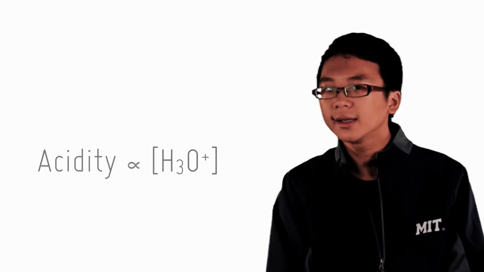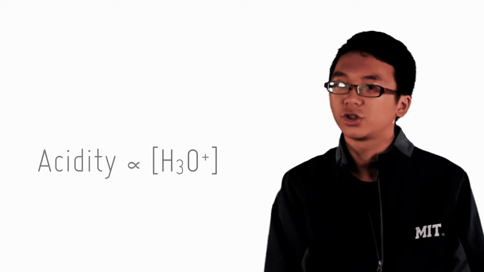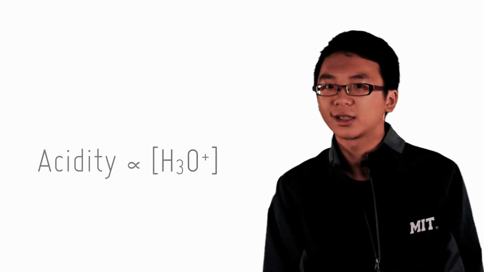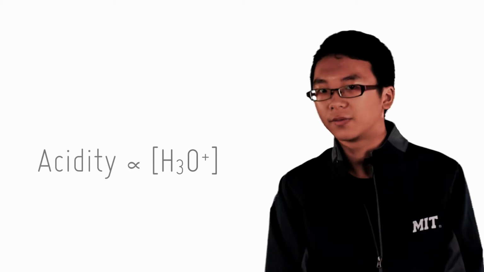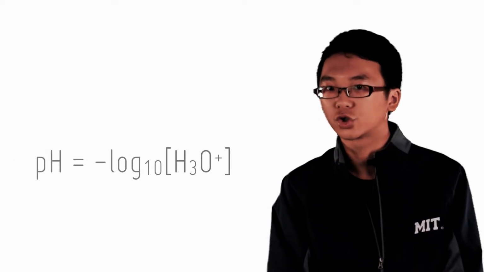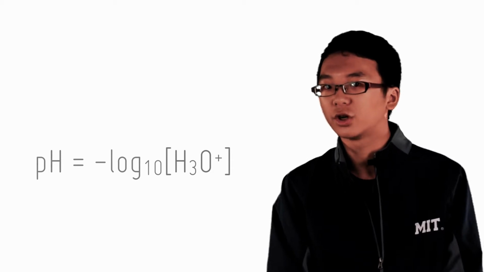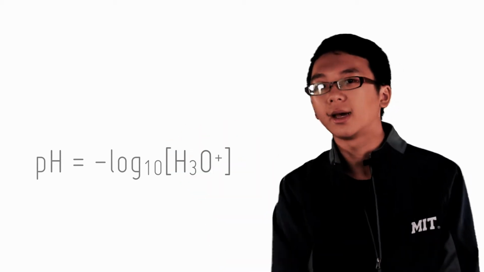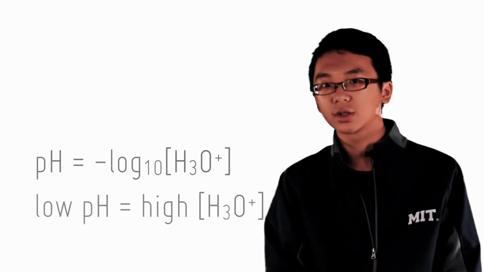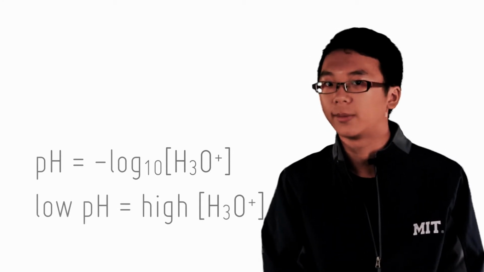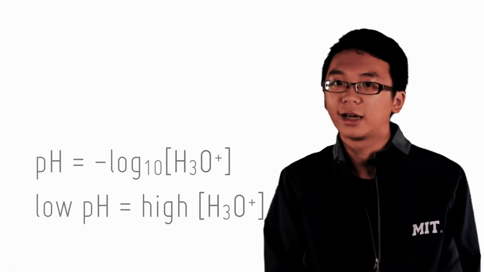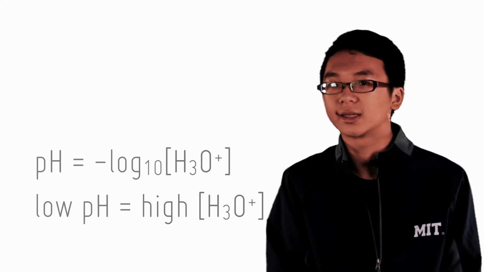How exactly is it defined though? Well, if the concentration of hydronium ions is higher, the solution is relatively more acidic, and that's pretty much it. You have probably heard of this term called pH, which measures the acidity of the solution. pH is given by this equation, negative log base 10 of the concentration of hydronium ions. This implies that if the concentration of hydronium ions is high, pH is low. If the concentration of hydronium is low, pH is high.